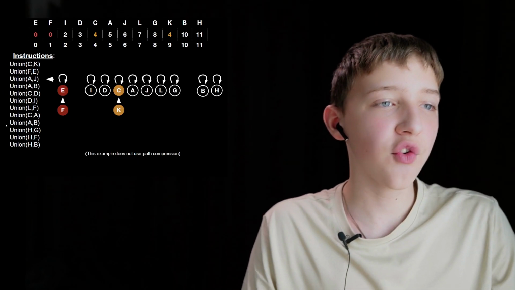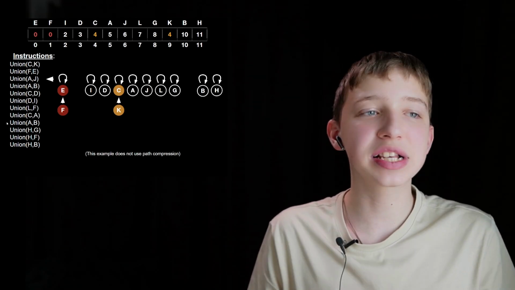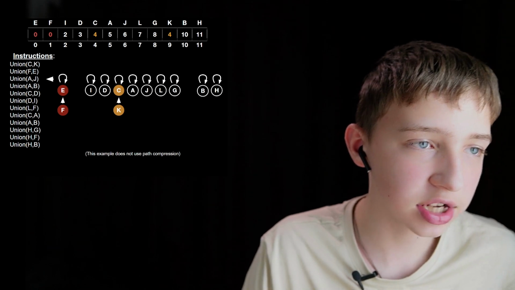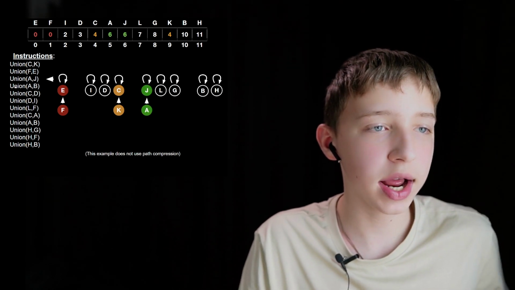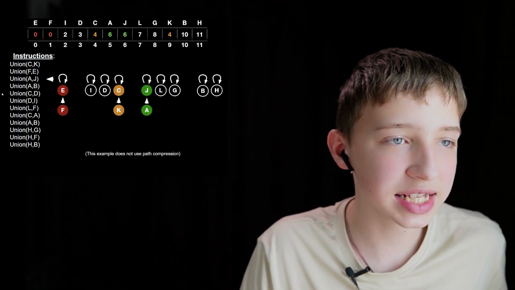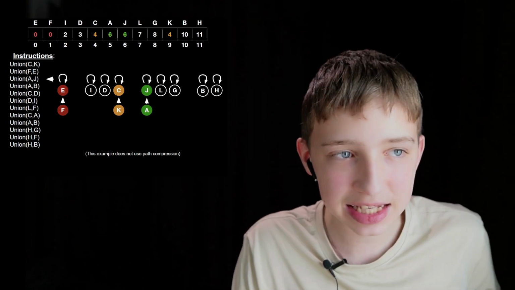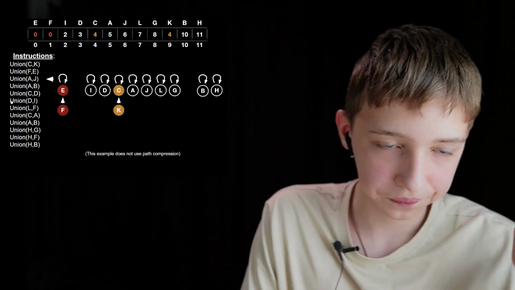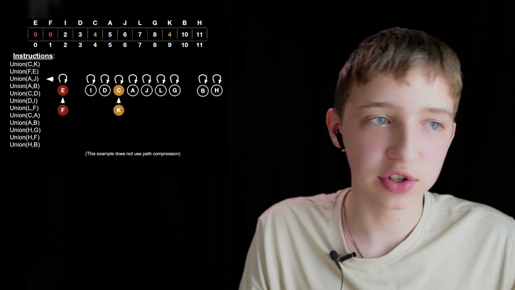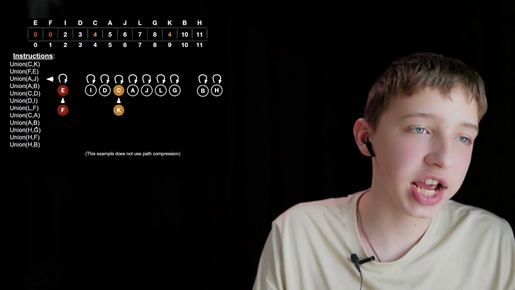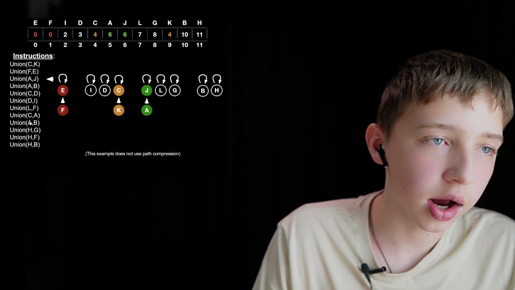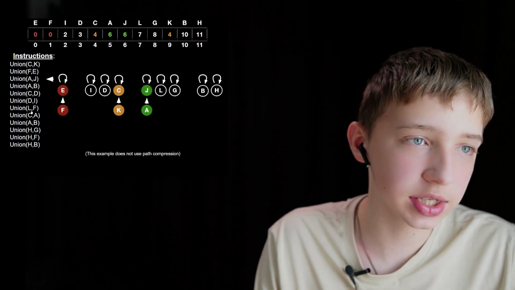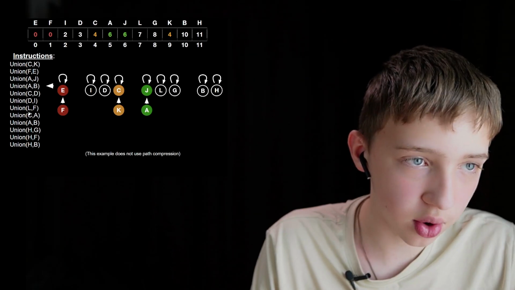And now for A and J, the same thing. We're performing a union, so A's parent is now J. So we are assigning both of them to the index 6, since initially the index of A is 5 and the index of J is 6, so we are now changing every index to 6, since now J is a parent node.